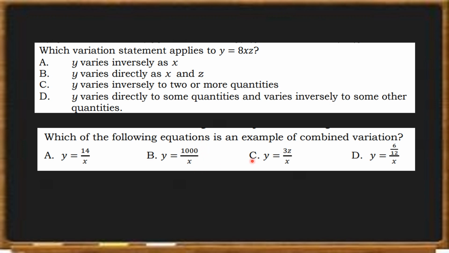Over lang yan. So, letter C, Y is equal to 3Z over X. So, ang K natin, 3. Ta-times sa Z. So, ito ay direct, 3 times Z. Tapos, inverse pa siya sa X. So, it's a combination of direct and inverse. So, ito po yung letter C. Itong letter D, it's inverse lang. Ito yung constant mo, letter K, 6 over 12 or 1 half, pag nilowest term mo yan. So, 1 half over X. So, it's just K over X. So, inverse din to. Okay, so, dun yung malalaman kung paano yan naging combine. Letter C.